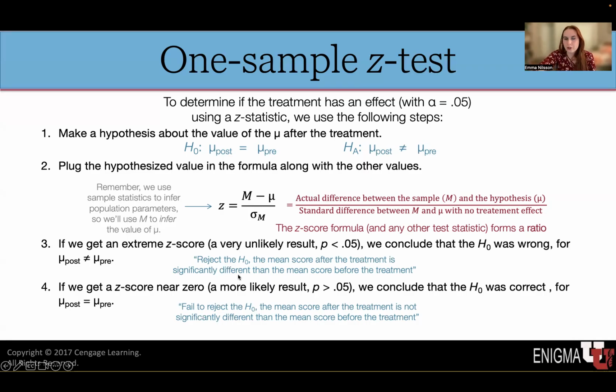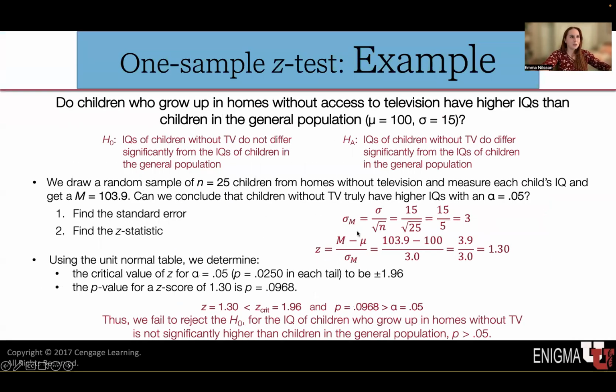Okay, there's that summary. Let's do an example really quickly with a realer situation. So let's say that our question was, do children who grow up in homes without access to television have higher IQs than children in the general population? The population statistics are the population mean pre-treatment is 100 and the standard deviation is 15.